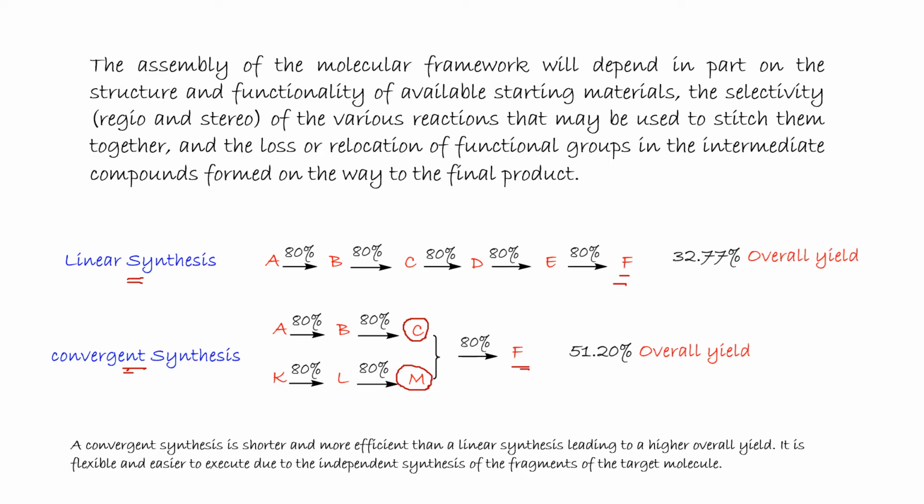can multiply. We have here 1, 2, 3, 4, 5 steps times 80, and we get that the overall yield is 32.7%. While in convergent synthesis, 80, 80, so when we have here C and then 80, 80 to M, and C to M 80, we can get the overall yield 51.2. So we multiply 80 times 80 times 80, and that's it.